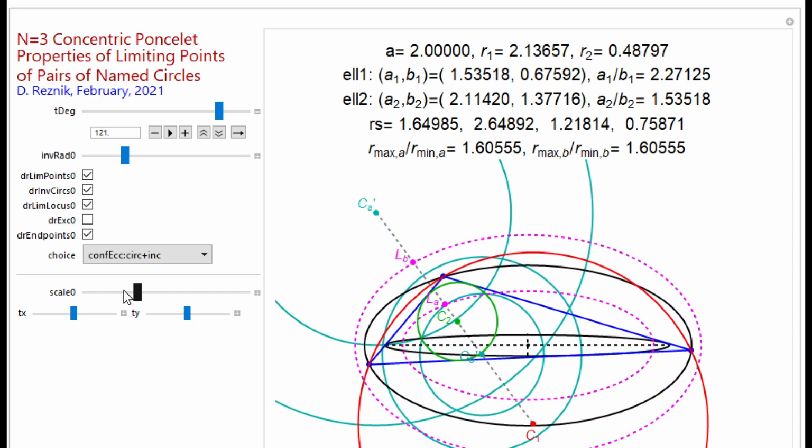Okay, so I have these three results now: the circular locus on the pair circumcircle with Bevan, second result elliptic loci for the limiting points of the incircle and circumcircle pair, and the fact that the ratio of radii for the two cases is the same. So that's the third statement. Okay, now let's go to a third and final family here.